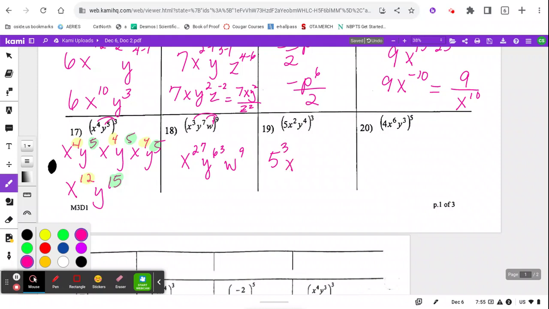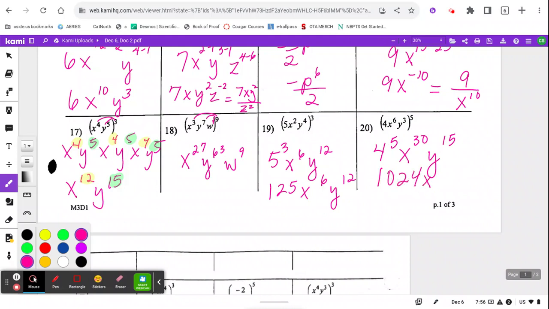5 to the 3rd, x to the 2 times 3 is 6, y to the 4 times 3 is 12. And I can simplify the 5 to the 3rd into 125 in the final step. 4 to the 5th, x to the 6 times 5 is 30, y to the 3 times 5 is 15. And then I'm going to grab a calculator for 4 to the 5th. It's a pretty big number. Getting 1024, x to the 30th, y to the 15th.